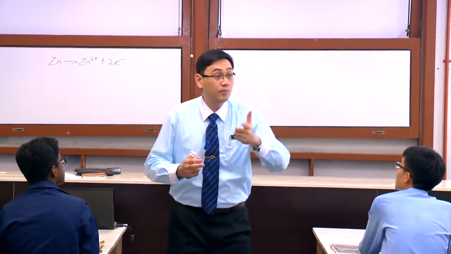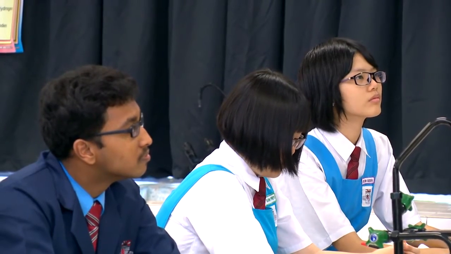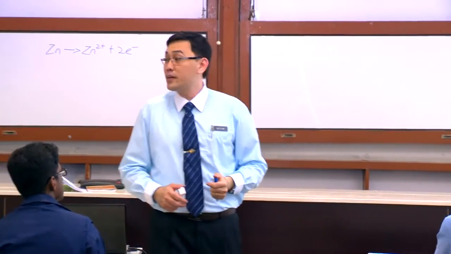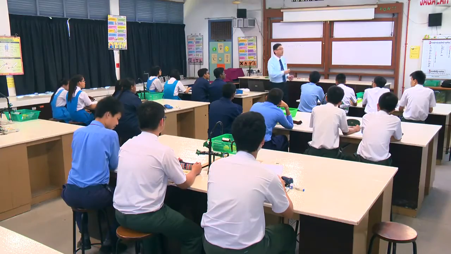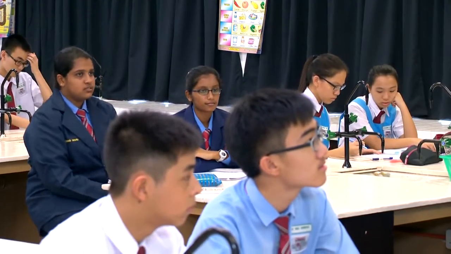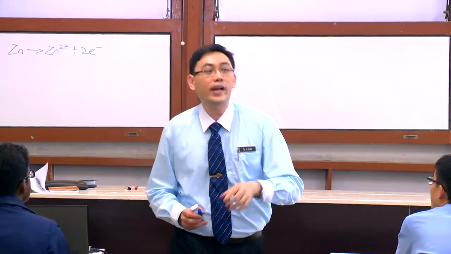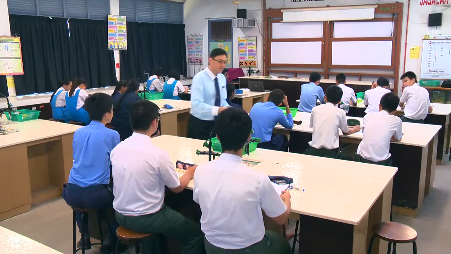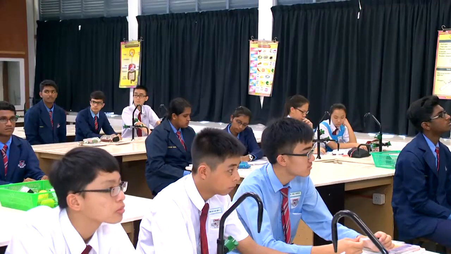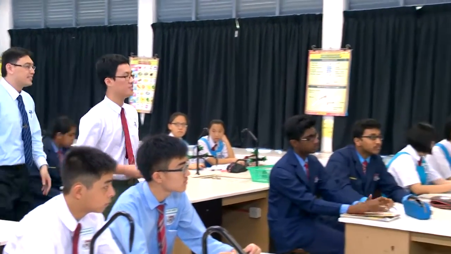Among these two ions, which ion is located at the bottom in the electrochemical series? Pb and H, which one? H, right? So we know that the hydrogen ion will gain the electron. And how do we write down the half equation? Wei Guan, can you try? Just write down the positive terminal.